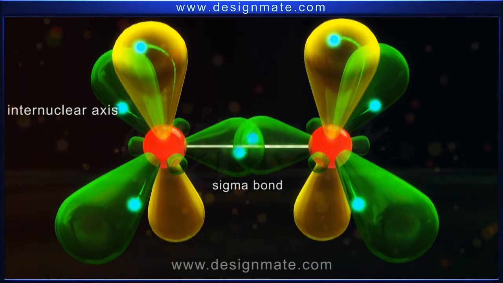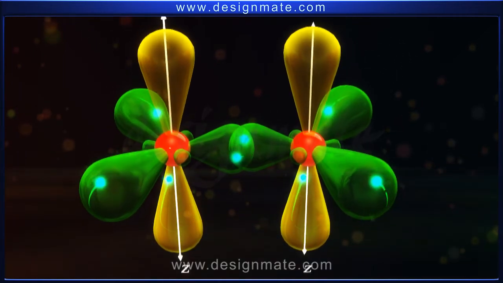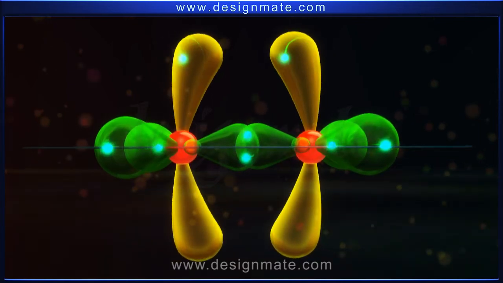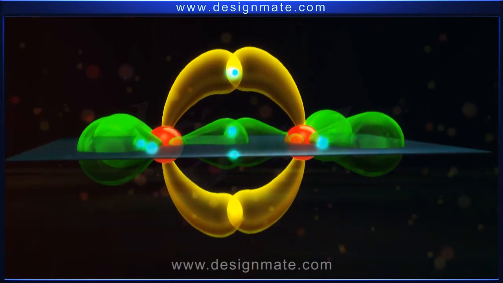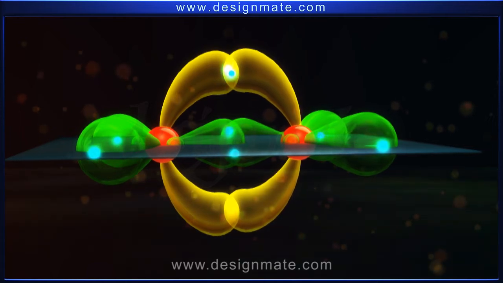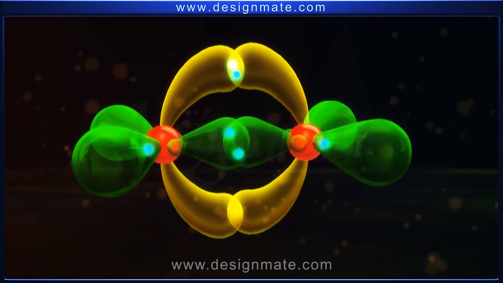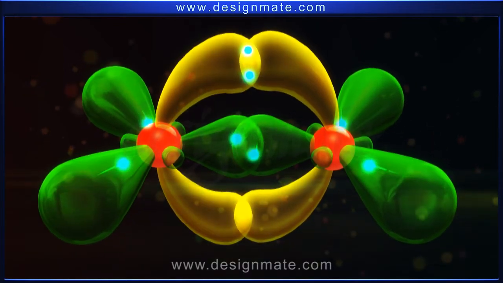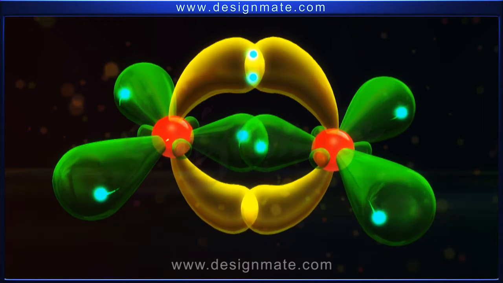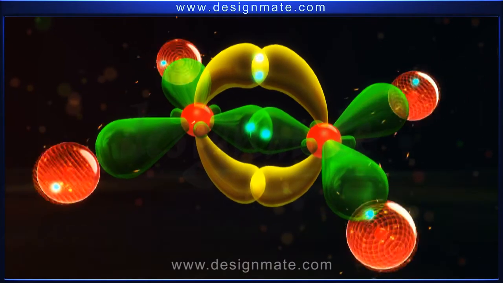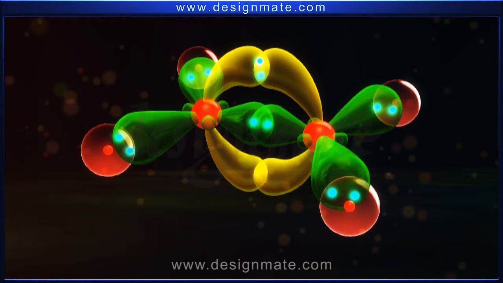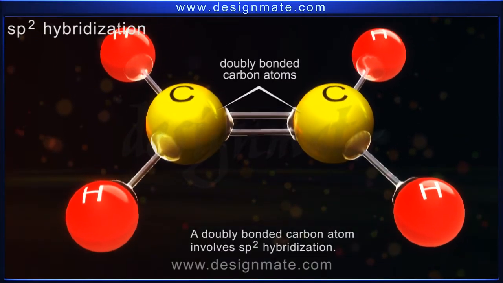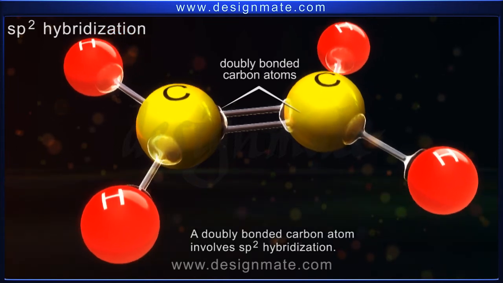forming a sigma bond. At this stage, the unhybridized p orbitals, which lie above and below the plane of the sigma bond, also come very close to each other and overlap laterally, resulting in the formation of a pi bond between the 2 carbon atoms. Thus, there exists 1 sigma and 1 pi bond between the 2 carbon atoms. The other 2 valencies of each of the carbon atoms are satisfied by 4 1s orbitals of hydrogen, hence forming an ethene molecule. Thus, a doubly bonded carbon atom involves sp2 hybridization.